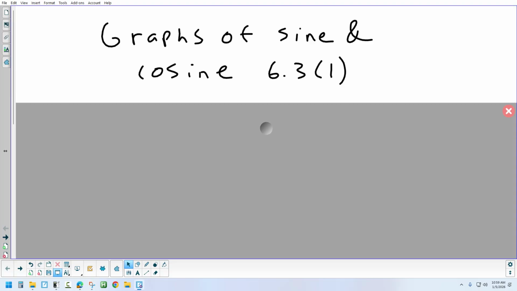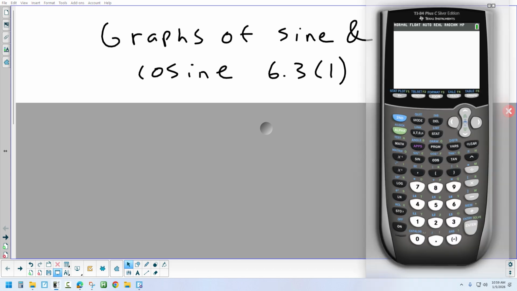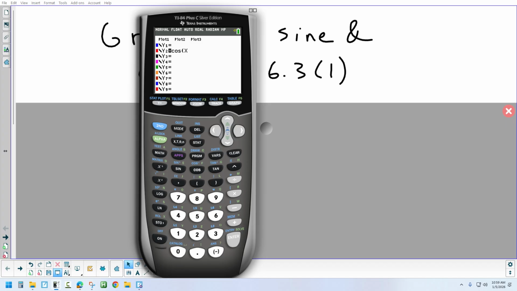All right, does anybody know what sine or cosine looks like when you graph it? It's not linear. It's not a straight line. It's very different. A wave. Yeah, it looks kind of like a wave. So let me graph both of them. Okay, so here's sine and cosine.